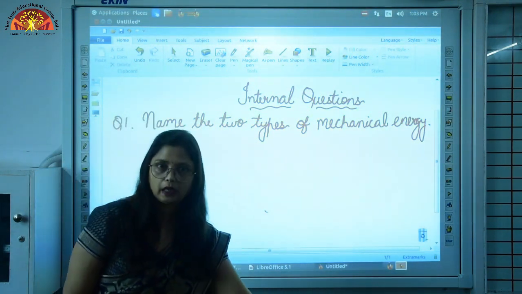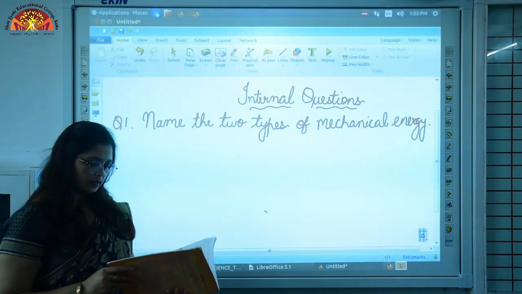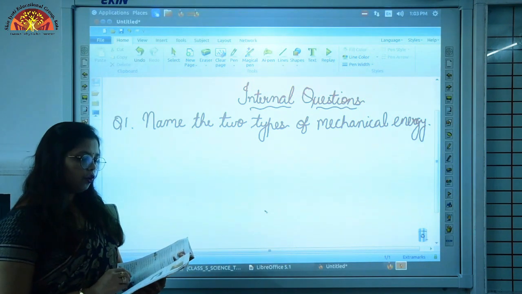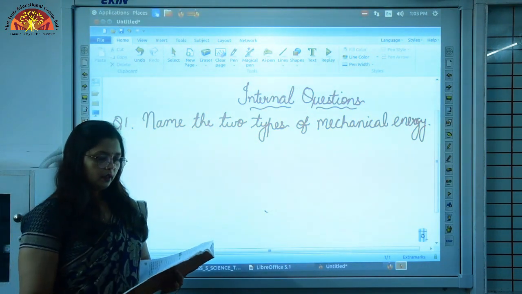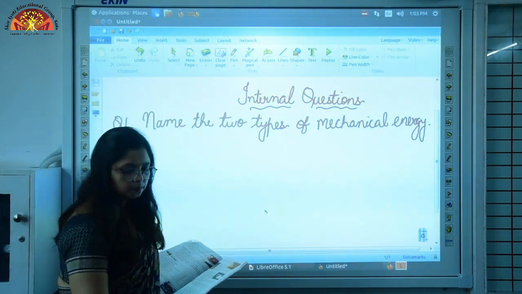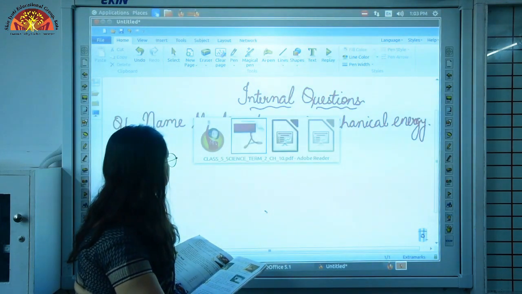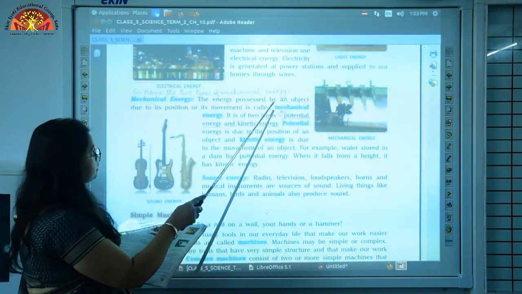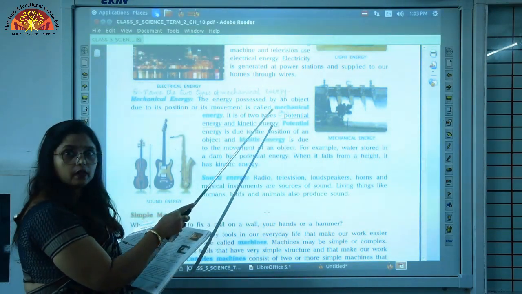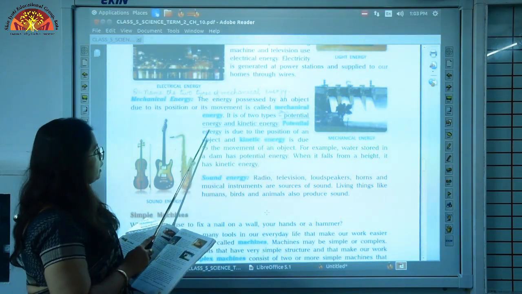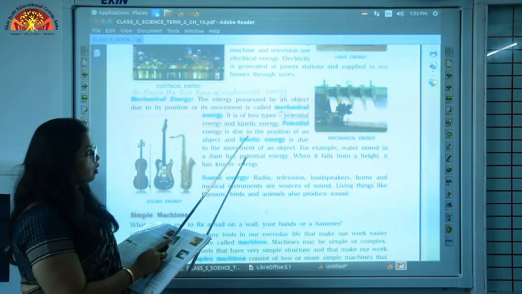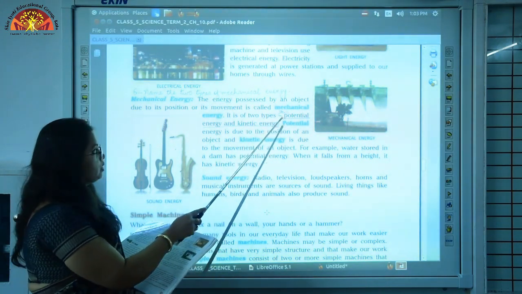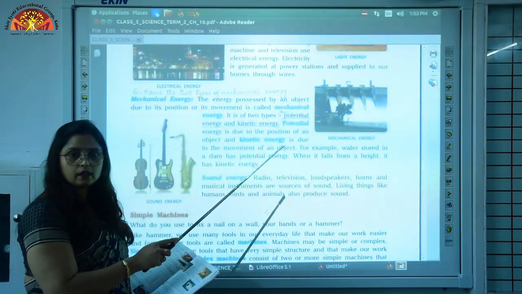Now, you have to mark the answer to this question. So, answer is on page number 91. Mark it in the paragraph of mechanical energy. Here it is given in the paragraph of mechanical energy. You can see in the third line, you can write over here answer 1: potential energy and kinetic energy. So, underline it from potential till energy. So, the answer to this question is potential energy and kinetic energy.